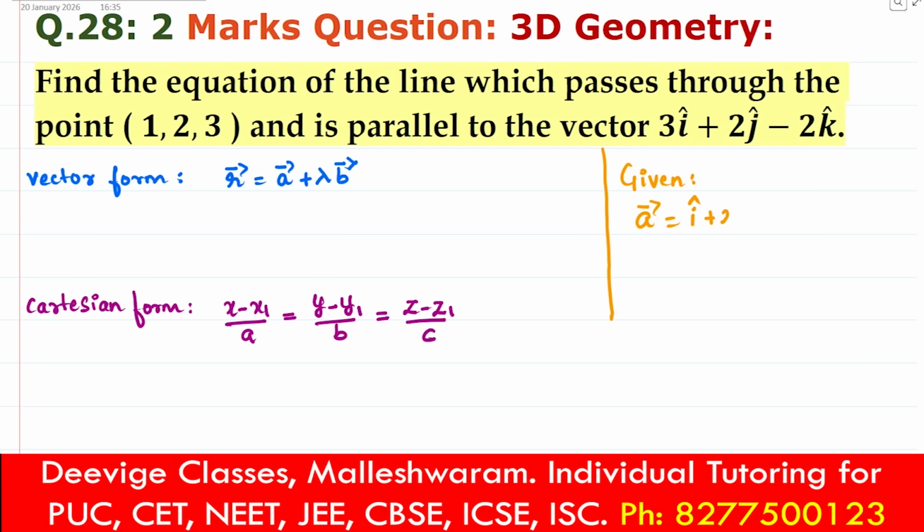1 i cap plus 2 j cap plus 3 k cap, and vector b is equal to 3 i cap plus 2 j cap minus 2 k cap. Okay, a points are nothing but what? This is our x1, this is y1, and this is z1. Okay, so b point is nothing but what? This is a, b, and c.